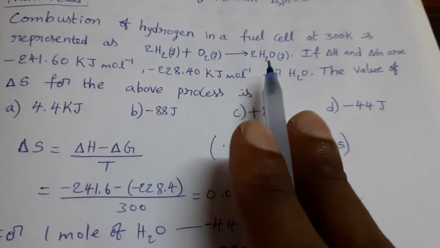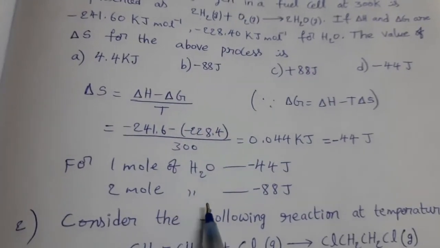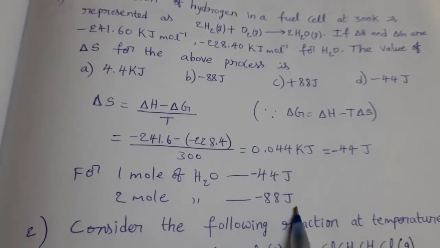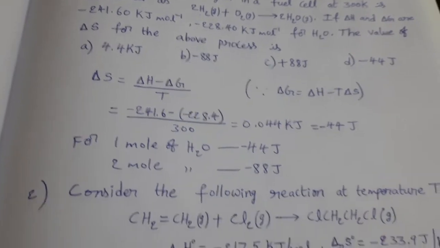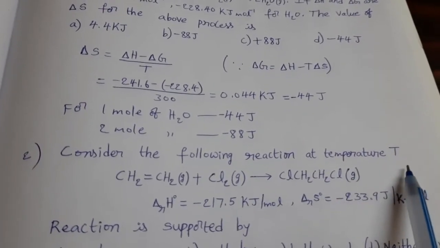In the given equation, how many moles of H2O? 2 moles. So, for 2 moles of H2O, what is the change in entropy? 88 joules. Okay.